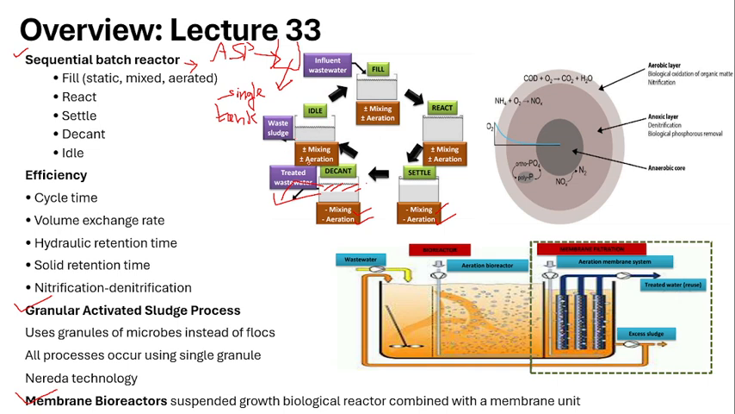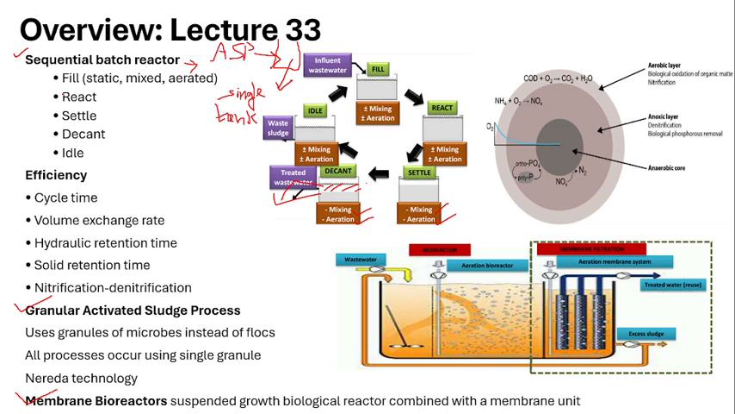Okay. Again, what happens? The influent wastewater is filled in this tank. We are providing the aeration and mixing. Now the reaction is going to happen, and again settling happens. Decant the supernatant, which is the clear treated wastewater, and the sludge is going to remain there. Finally, it is collected. So this cycle continues.